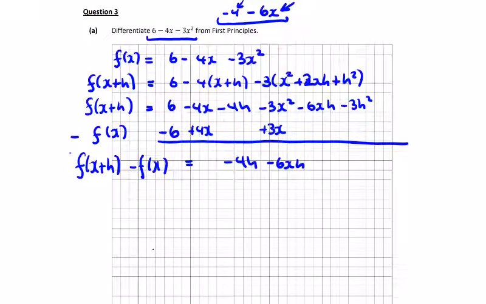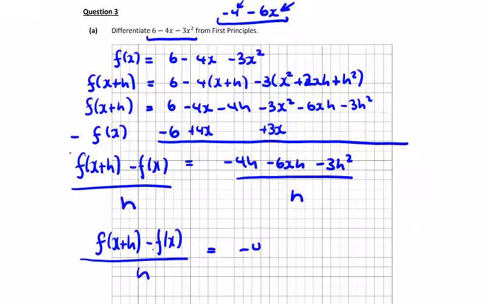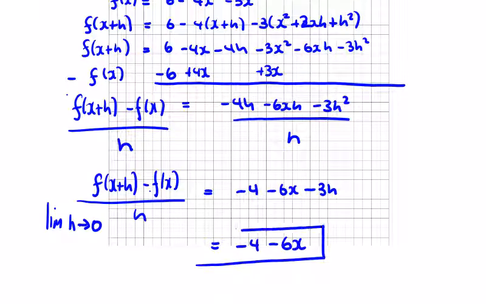You can see we need to get rid of h, so the memory is divide by h, minus 3h squared. So we want this whole thing divided by h. So I'm going to just take a little shortcut and put it here. Divided by h. So f of x plus h minus f of x all over h is equal to minus 4 minus 6x minus 3h. And we say the limit of this as h tends to 0 is equal to minus 4 minus 6x. And I think that would be enough information to get full marks.